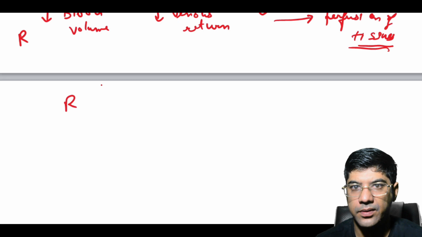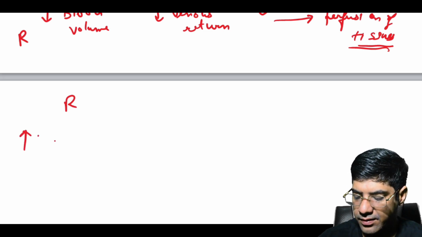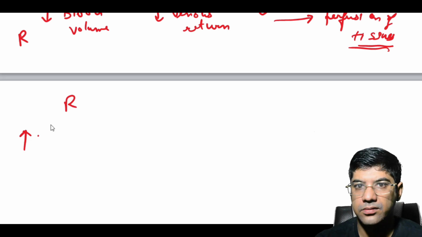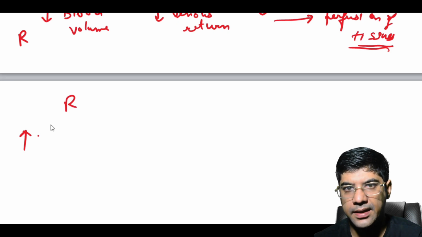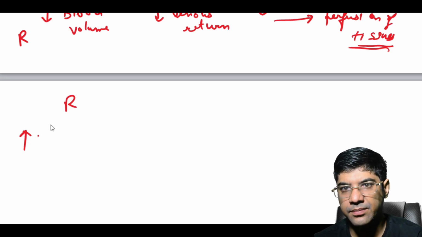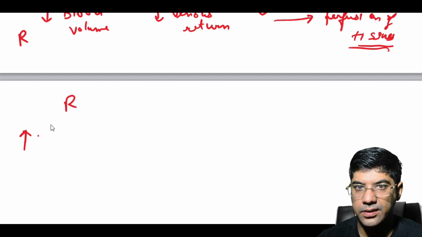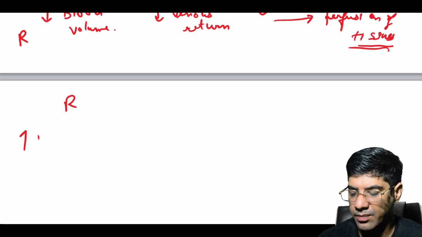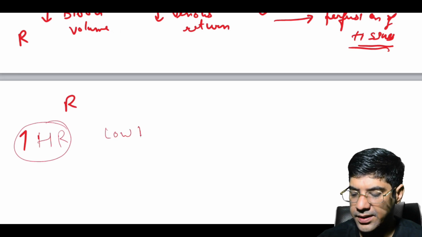Now let's talk about how a patient with hypovolemic shock might present. First of all, you will see the heart rate would increase. So you will see tachycardia. Tachycardia, the heart rate increases as compensatory mechanism to maintain the cardiac output. Second is hypotension, low blood pressure. It's the hallmark of the hypovolemic shock. So there is low blood pressure.